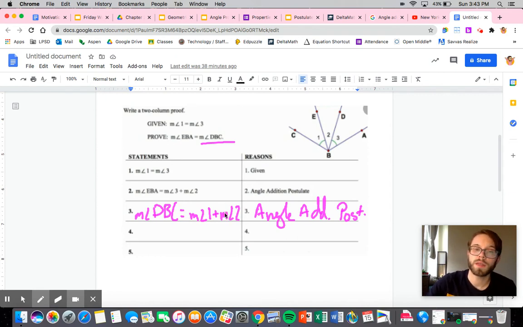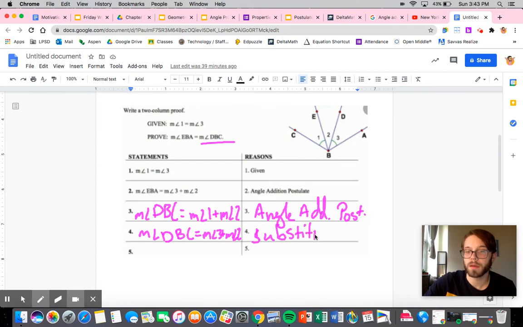And what we can do is we know that angle 1 and angle 3 are equal to each other, right? So I can just substitute this 1 here for the 3. So I'm going to do that. The measure of angle DBC is equal to the measure of angle 3 plus the measure of angle 2 by substitution.